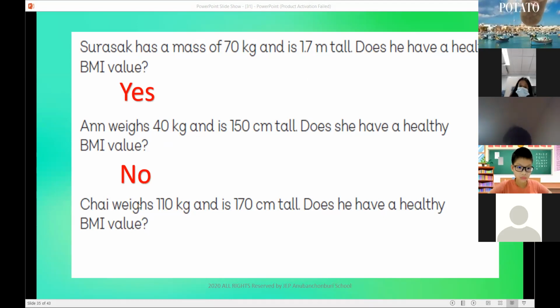Yeah, and Chai weighs 110 kilograms and is 170 centimeters tall. Does he have a healthy BMI value? No. No, overweight probably or obese.